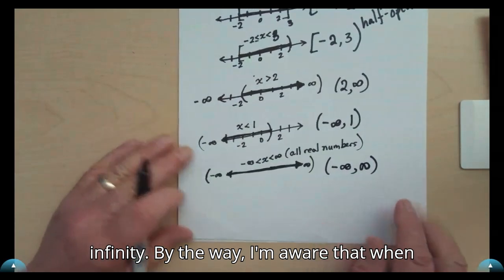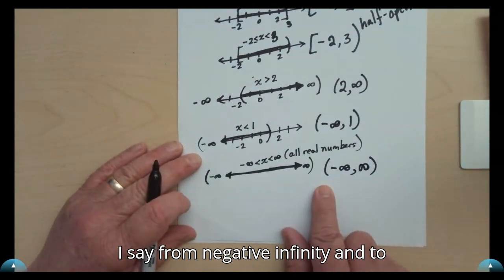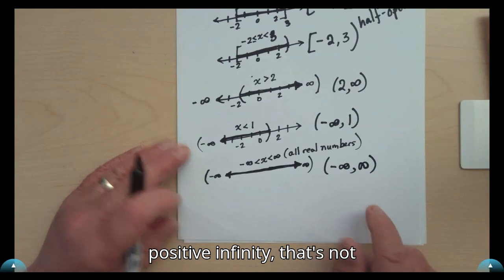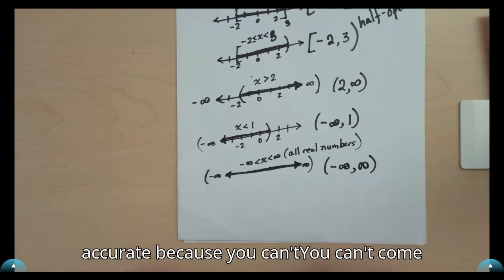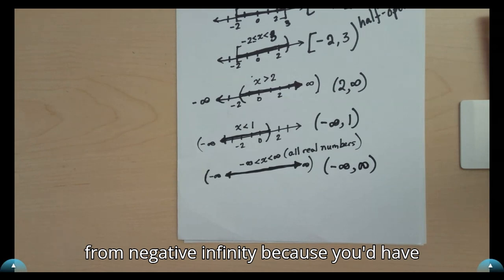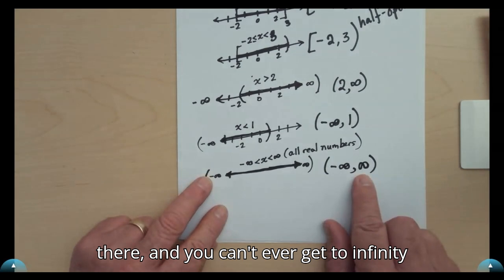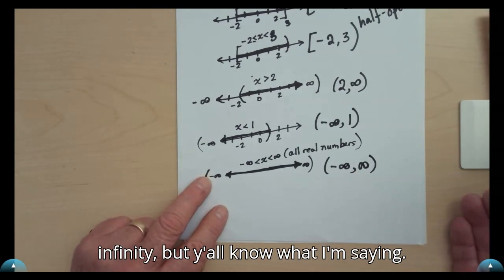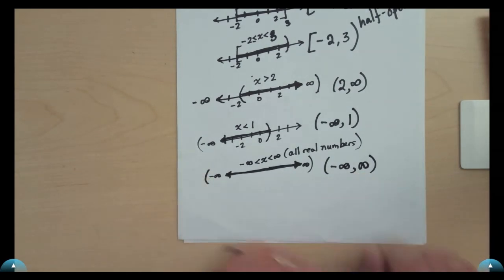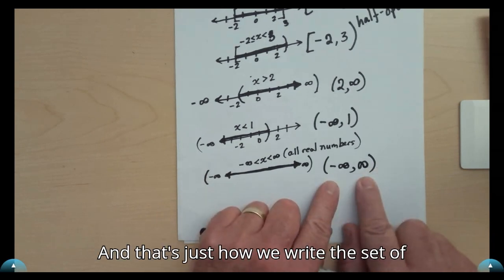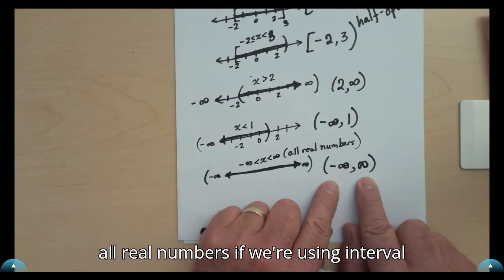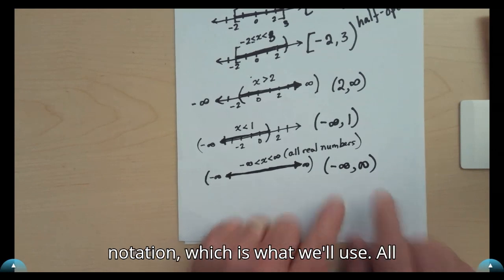By the way, I'm aware that when I say from negative infinity and to positive infinity, that's not accurate, because you can't come from negative infinity, because you'd have to get there first to come back from there. And you can't ever get to infinity, because if you could, it wouldn't be infinity. But y'all know what I'm saying. And that's just how we write the set of all real numbers if we're using interval notation, which is what we'll use.